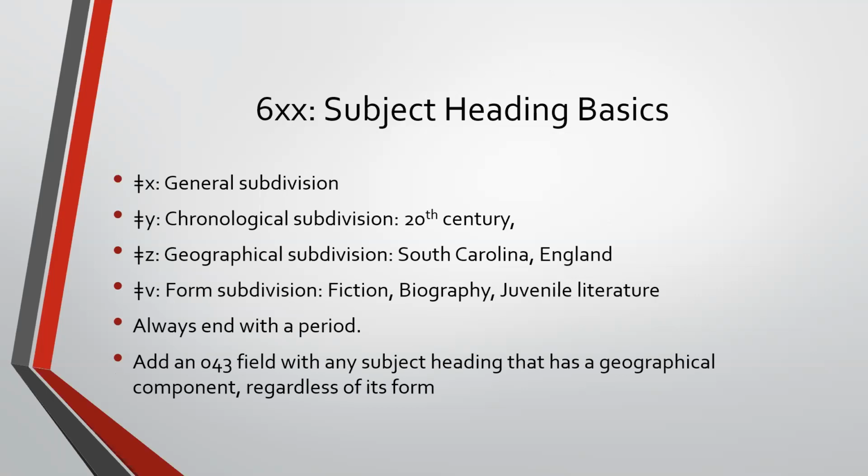All right, subject headings. I know we're kind of running out of time, and we could do whole classes on subject headings alone, so I'll be relatively brief. The basics for our subject headings: subfield X for general, subfield Y for chronological, subfield Z for geographical, and these are definitely where you're going to be including your 043 geographic area codes. Form subdivision in subfield V, so fiction, biography, juvenile literature, etc. And again, add your 043s for geographical components.